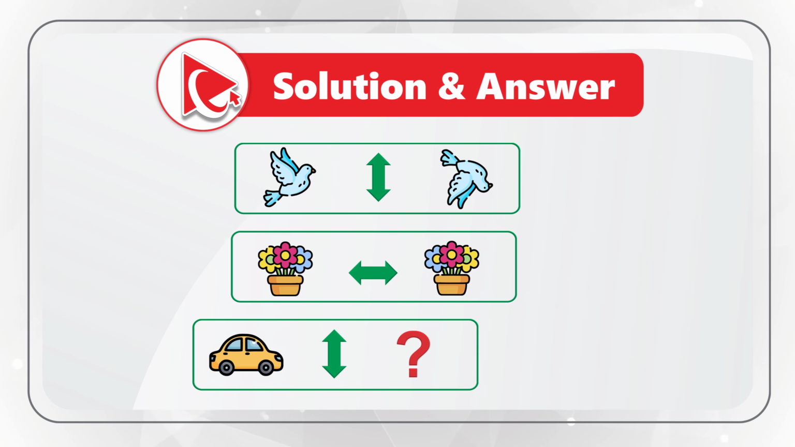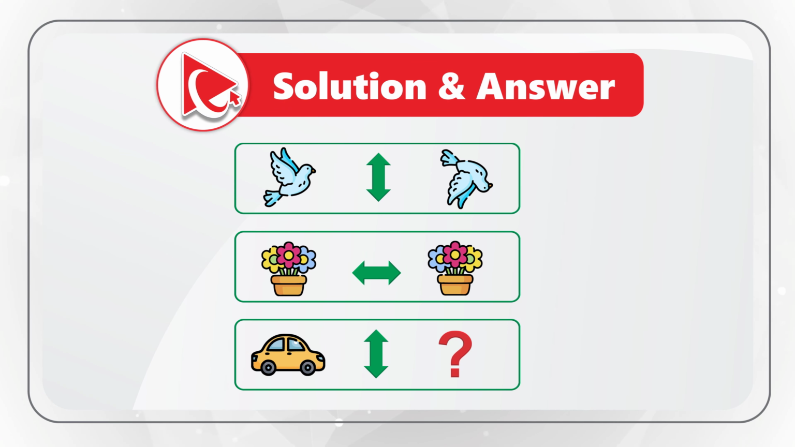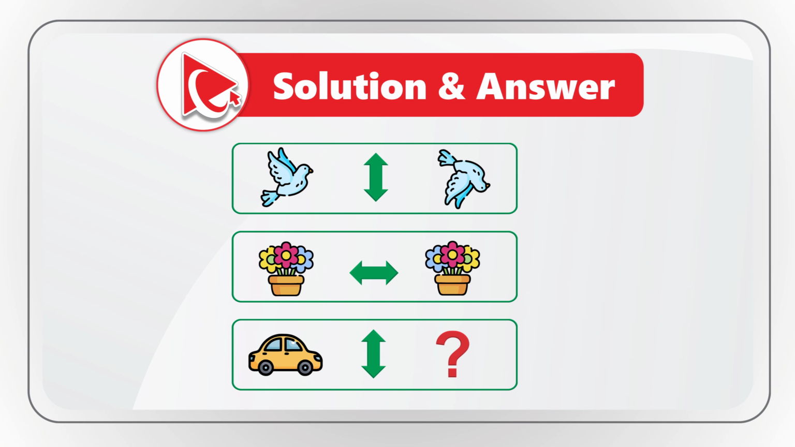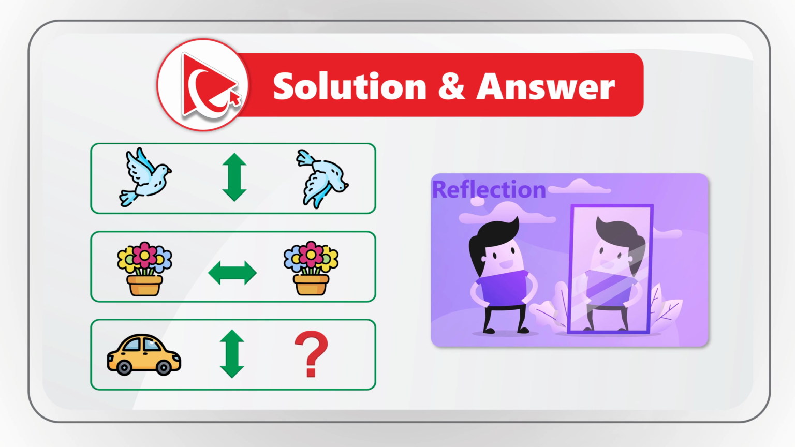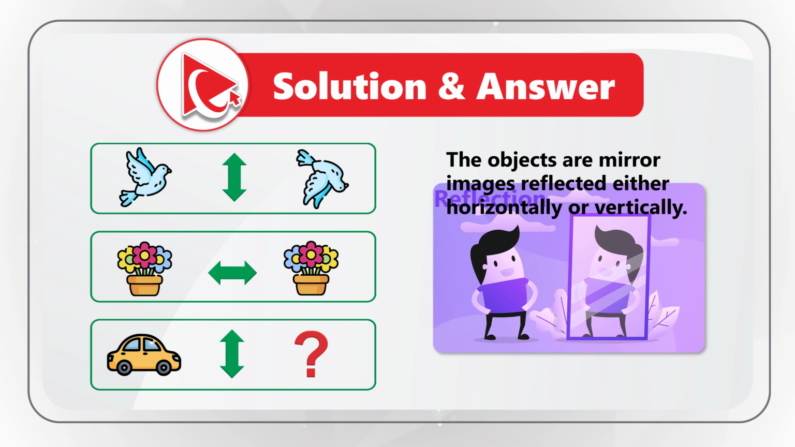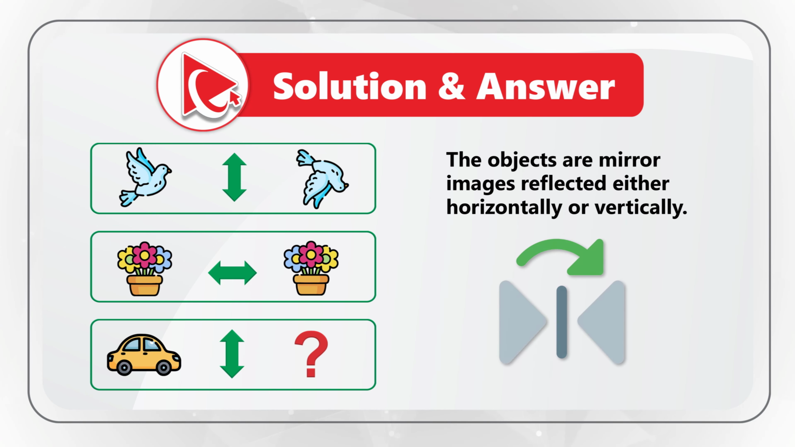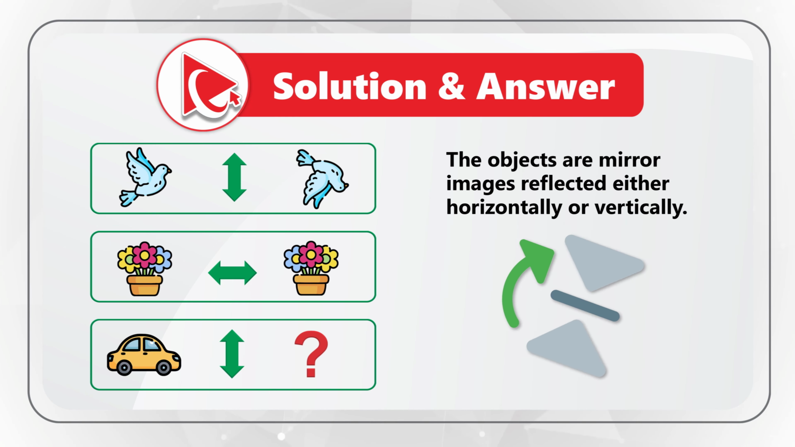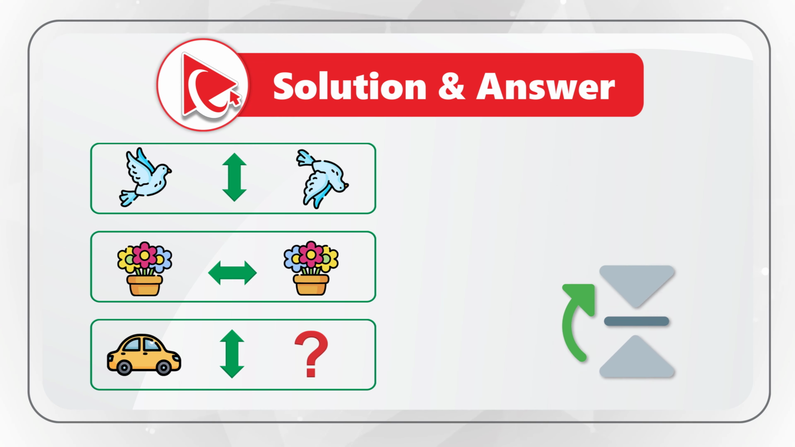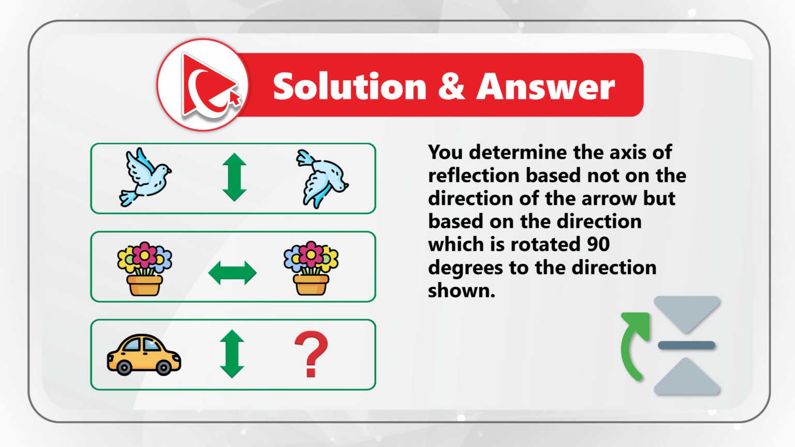The actual answer to the question is very simple, but the question was designed to confuse you. The objects that you see on the left of the arrow and on the right of the arrow are reflections of each other. What's interesting here is that the objects are mirror images reflected either horizontally or vertically. You determine the axis of reflection based not on the direction of the arrow, but based on the direction which is rotated 90 degrees to the direction actually shown.